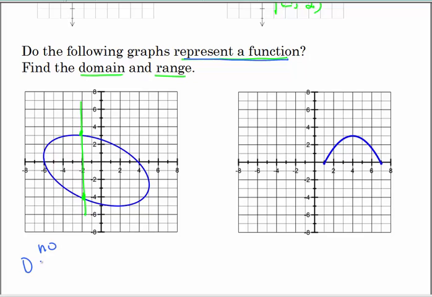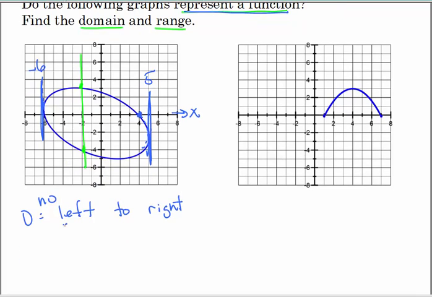So the domain, you want to go from left to right. If you look at the x-axis, how far left does this graph go? Well, pretty much here. That's the leftmost point that it goes. How far right? Don't stop there, because there's this part of the graph. I think it goes all the way out there. So what are those x values? Well, this looks like -6, and that looks like +5. So again, we're going to write that in interval notation, from -6 to +5.